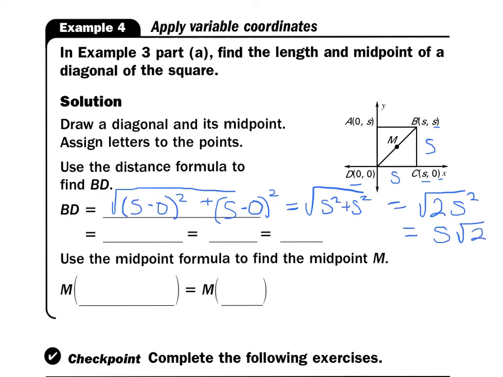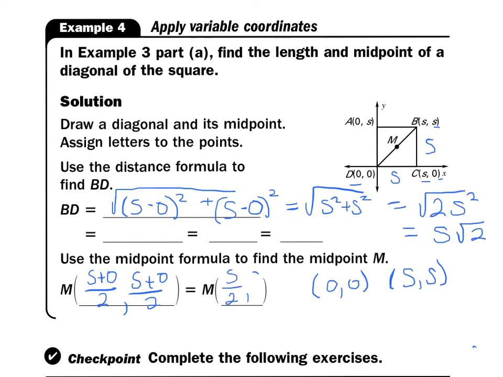Okay. Use the midpoint formula to find the midpoint of M. Remember the midpoint? You add up the x's and divide by 2, and add up the y's and divide by 2. So here are our points again. 0, 0, and S, S. So our midpoint would be S plus 0 over 2, and S plus 0 over 2, which are just half of S and half of S.